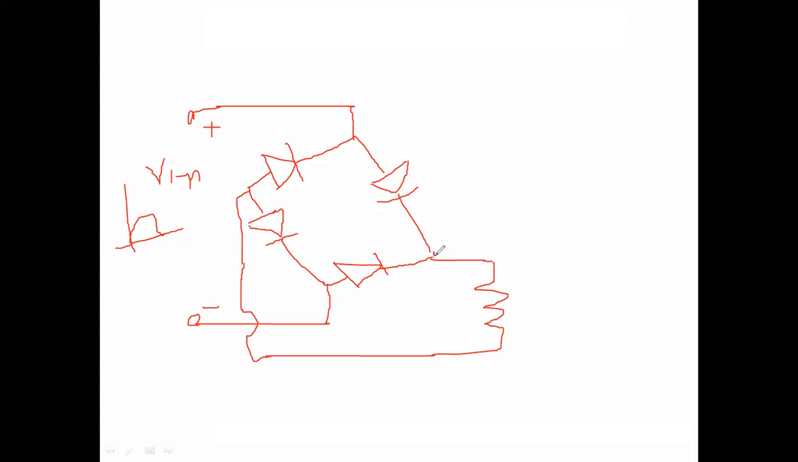Okay, so when the positive half cycle is applied, this terminal becomes positive and this terminal becomes negative. With respect to this terminal, we will find the current direction. The current will flow in this way. Coming to here, this terminal becomes positive, and with respect to this point, this is negative. This is diode 1, this is diode 2, this is diode 3, and this is diode 4.